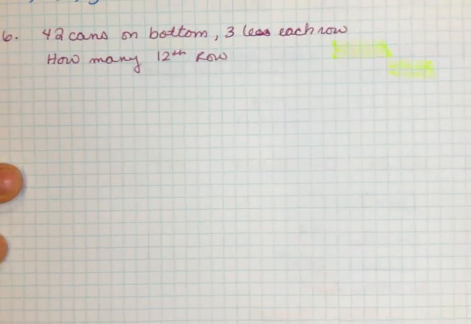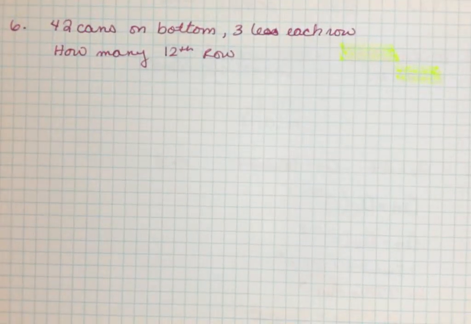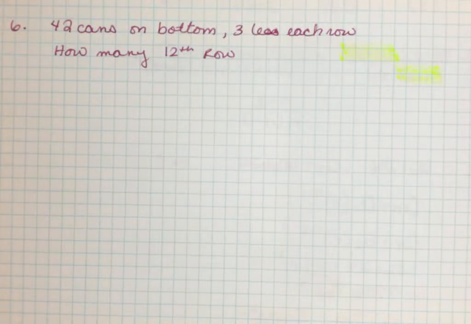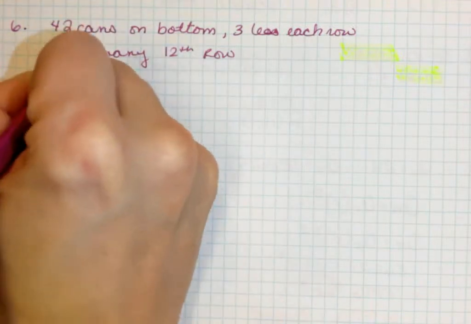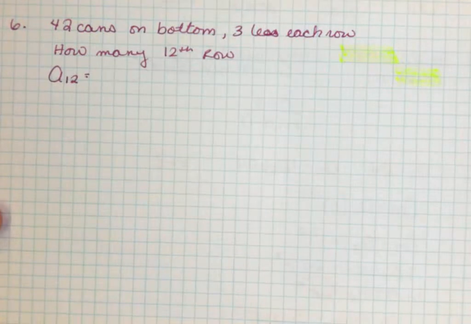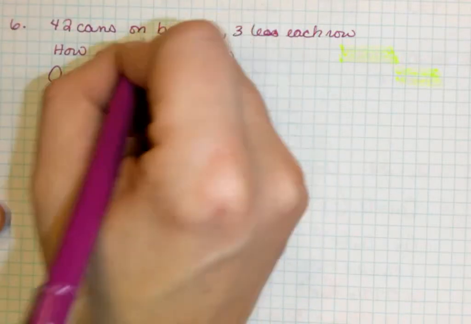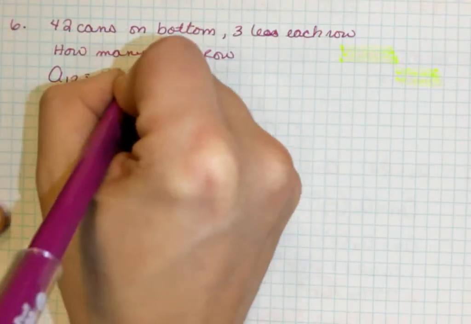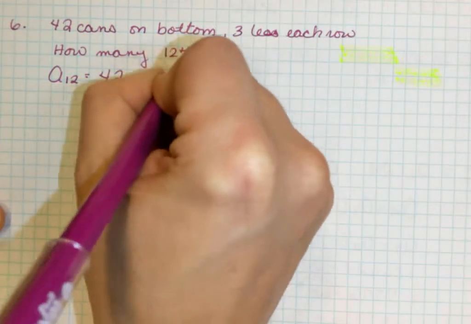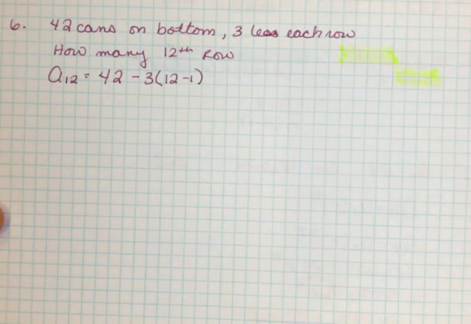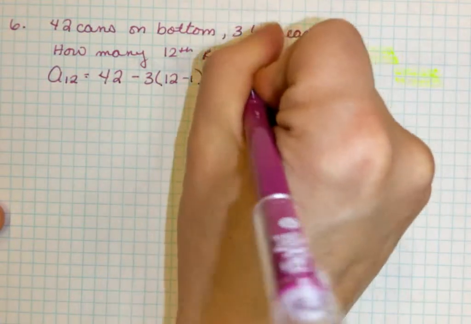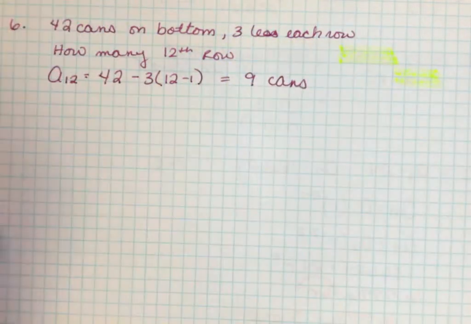The first thing you need to identify is, am I talking about a term or a sum? A term. Because otherwise I would have said, how many cans are there if there are 12 rows? So we're looking for the 12th term. Am I adding 3? I'm subtracting 3 from each. I start off with 42, and I'm going to say 12 minus 1, and just plug that in. And you're going to have 9 cans.